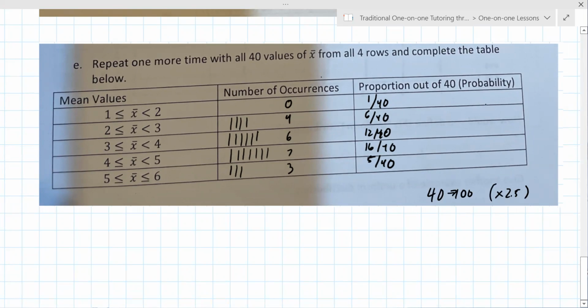These ones, you know, they're not as nice as the other ones, but it's 0.025, 0.15 for the 6, 0.3 for the 12, 32, 38. Am I struggling? I may have to go to the calculator. 0.4. And then for the last one, it is 0.125. And you need these to be able to do the graph. You can't get the heights without it.